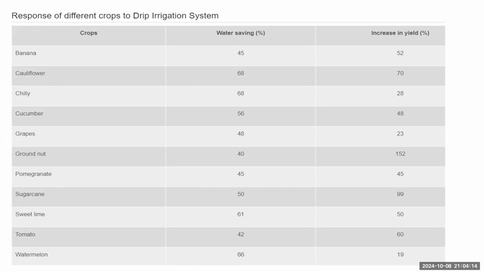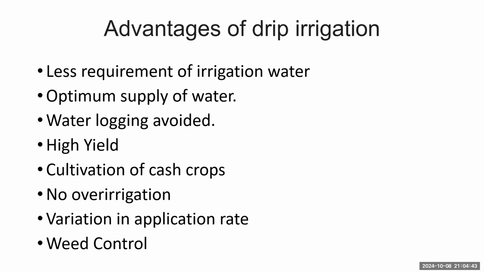So the first example is for the banana crop: water saving achieved is 45% as compared to the traditional methods like furrow methods, and increase in yield is up to 52%. If we take the example of grapes, then water saving is 42% and increase in yield is up to 23%. Okay, so this is what we can say is the bigger advantage of this drip irrigation system. Now we are going to discuss the advantages of drip irrigation system.